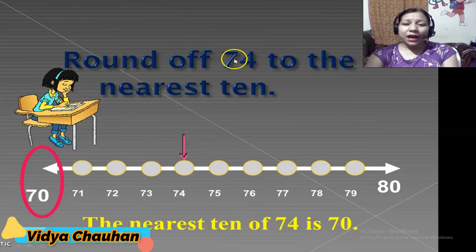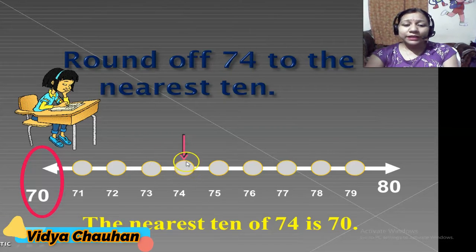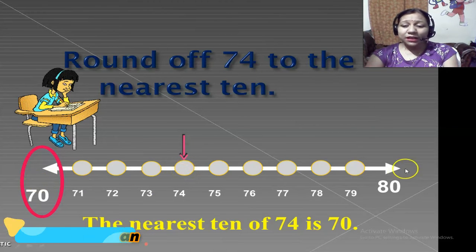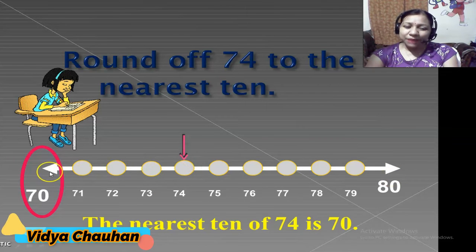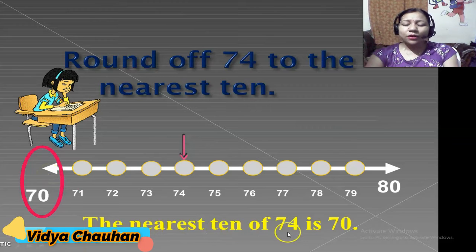divisions. After doing the division, now we have to see where is our 74. So 74 is lying at this place. Now, is it nearer to 70 or is it nearer to 80? Yes, 74 is much nearer to 70. And that's why we have put a circle here. That means 74 is nearer to 70. Therefore, the nearest 10 of 74 is 70.